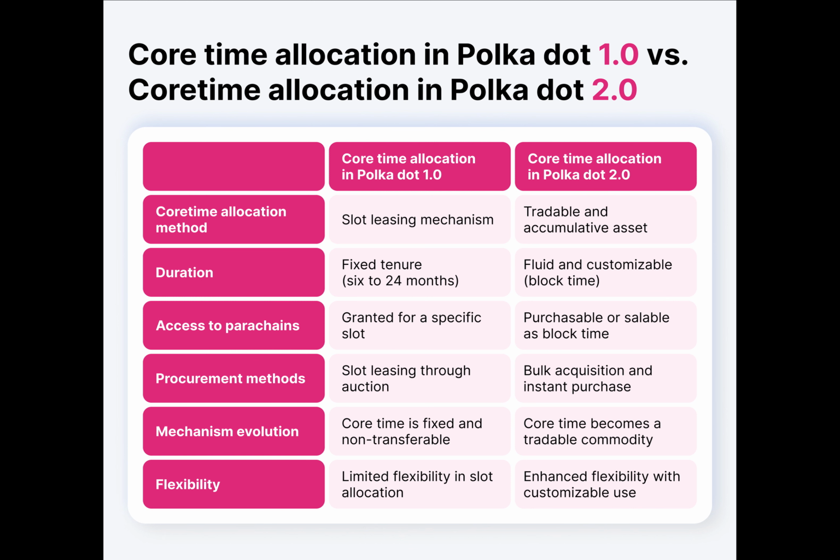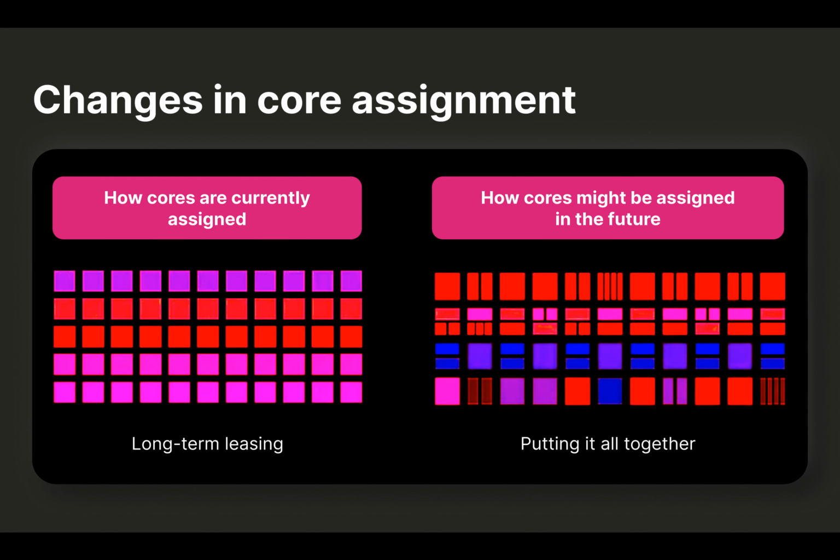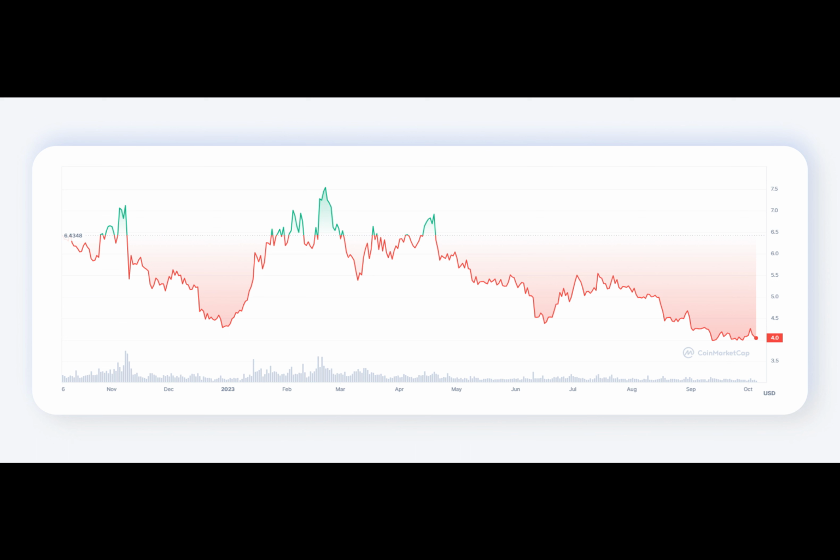The Polkadot 2.0 update will bring a number of new features, including a flexible block allocating mechanism, elastic cores to adapt to dynamic computational needs, and a purchasable core time. These features will make the network more scalable and reliable, as well as more convenient for developers of DeFi projects.